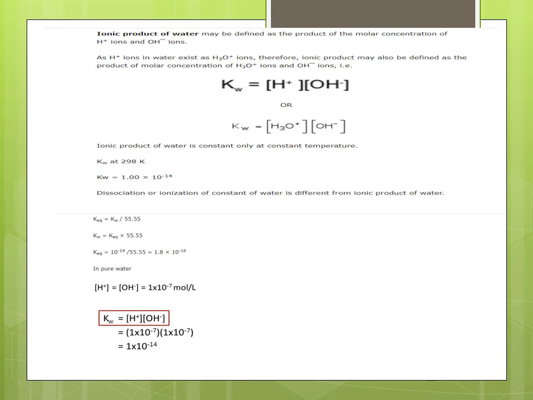Now in pure water, H+ molar concentration is equal to OH- molar concentration. It comes out to be 1 times 10 raised to power minus 7 mole per liter. So Kw will be molar concentration of H+ times molar concentration of OH-, and Kw will come out to be 1 times 10 raised to power minus 7 times 1 times 10 raised to power minus 7, that is 1 times 10 raised to power minus 14.